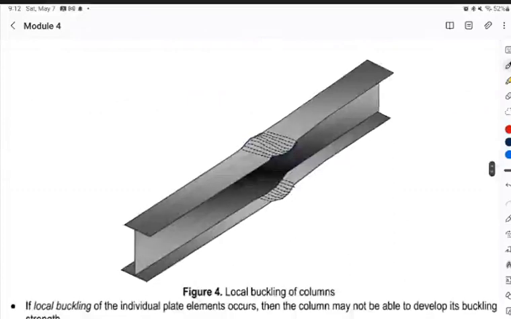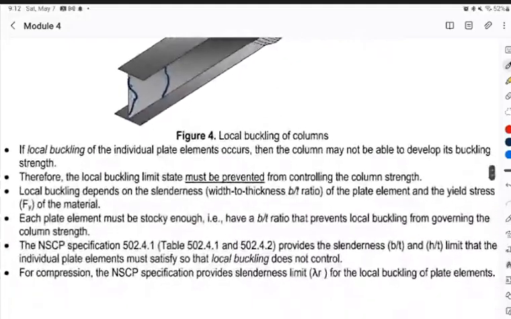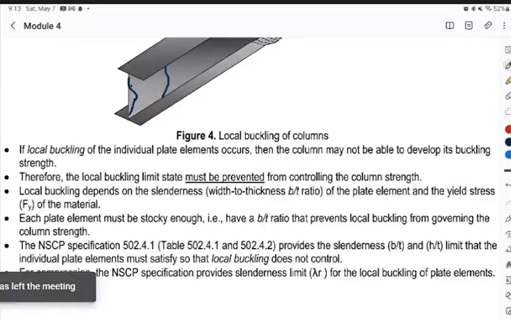Okay. Pwede din, class, na doon sa web magkaroon ng failure dito. Di ba? Magkakaroon na siya ng distortion dito sa part na to. Ganyan. Pwede ganun din yung failure niya. And this is what we call local buckling. If local buckling of the individual plate elements occurs, sabi niya, then the column may not be able to develop its buckling strength. Therefore, the local buckling limit state must be prevented from controlling the column strength. Sabi dito, dapat daw pigilan natin na mangyari ang local buckling.